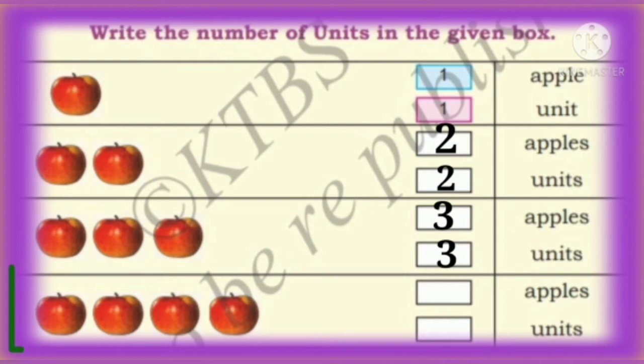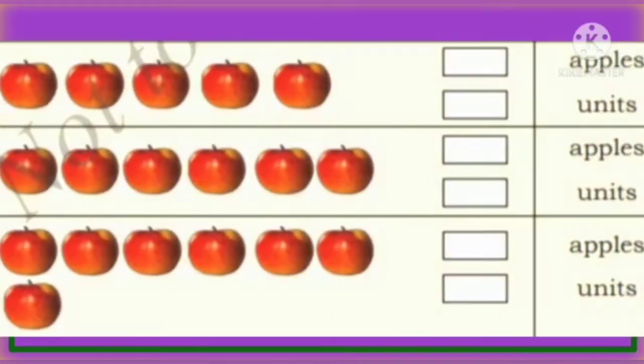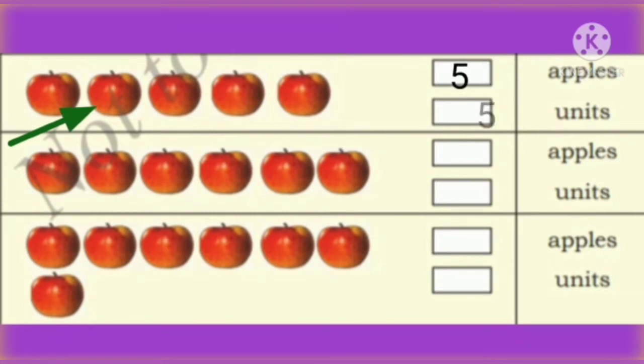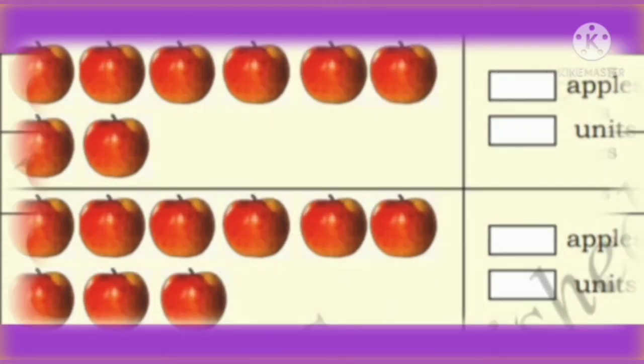Here 4 apples is equal to 4 units. Here 5 apples is equal to 5 units. Here 6 apples is equal to 6 units. Here 7 apples is equal to 7 units. Here 8 apples is equal to 8 units. Here 9 apples is equal to 9 units.